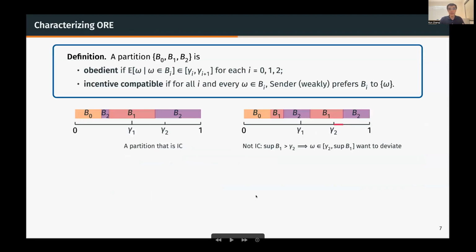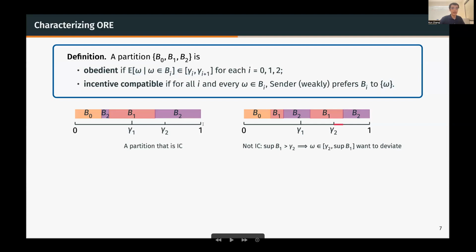Now, the final definition before presenting the results. A partition is called obedient if for each partitional element Bi, the expected state upon receiving Bi is between gamma i and gamma i+1, and therefore action Ai is indeed optimal for the receiver if she sees message Bi. In other words, Bi is indeed an action recommendation. And it is called incentive compatible, or IC, if in every state in Bi, sender prefers Bi to fully revealing the state by sending the singleton message omega.